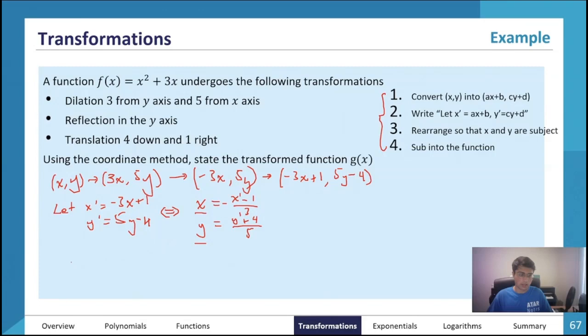Okay, so now we have our expressions in terms of x and y. We can plug this back into the original equation. So we've got f of x equals x squared plus 3x. This then becomes, let's see, we would get y dash plus 4 over 5 equals negative x dash minus 1 over 3, squared, plus 3 times negative x dash minus 1 over 3.